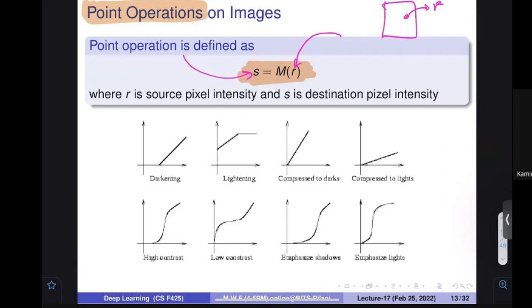What do I mean by this? In an image, if I pick a particular pixel and the value is r, instead of r I'm going to use m of r, which I'm going to call s. So what happens is that this image actually changes to something else. I wanted you to understand that particular part.